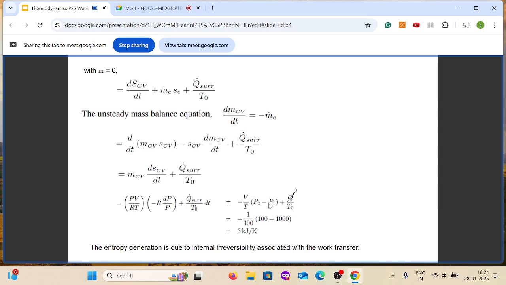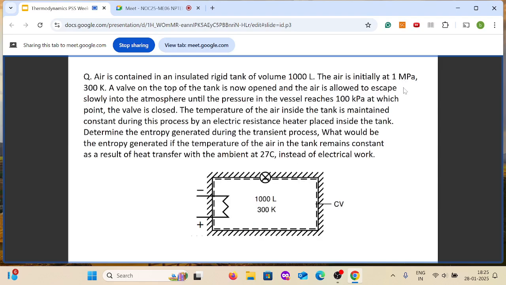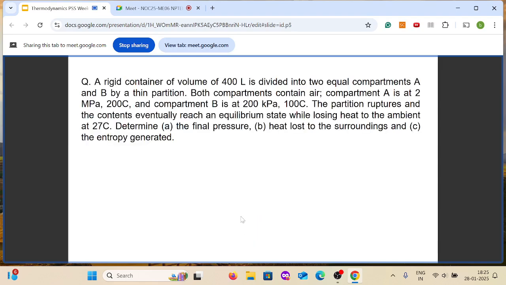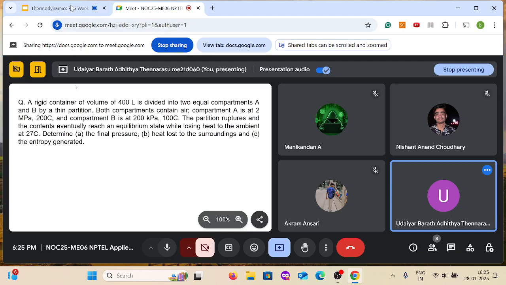So P2 and P1 are already given. P1 is the initial pressure and volume is also given, 1000 liters, so that is 1 meter cube, and P2 is 100 kilopascal and 1 megapascal. So substituting those pressures and temperature, you will get 3 kilojoule per Kelvin. Any doubts in this? Okay, then we'll move on to the next question.